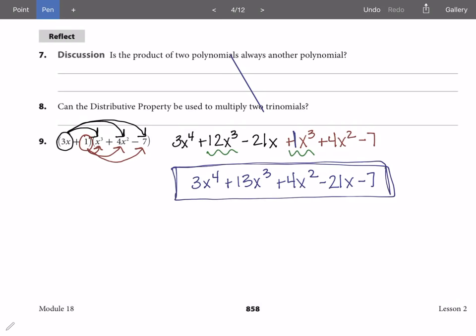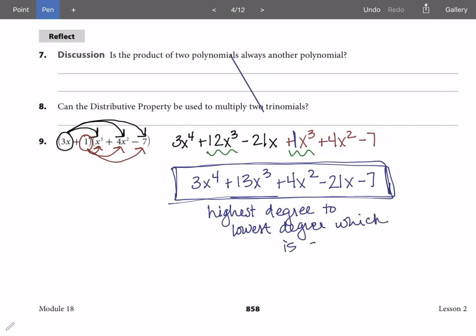So something that I want you guys to notice before we wrap this up is that my exponents are in descending order, right? If we look at it, and if you recall back to module 17, you guys would remember that we always go from highest degree to lowest degree, which gives us standard form.